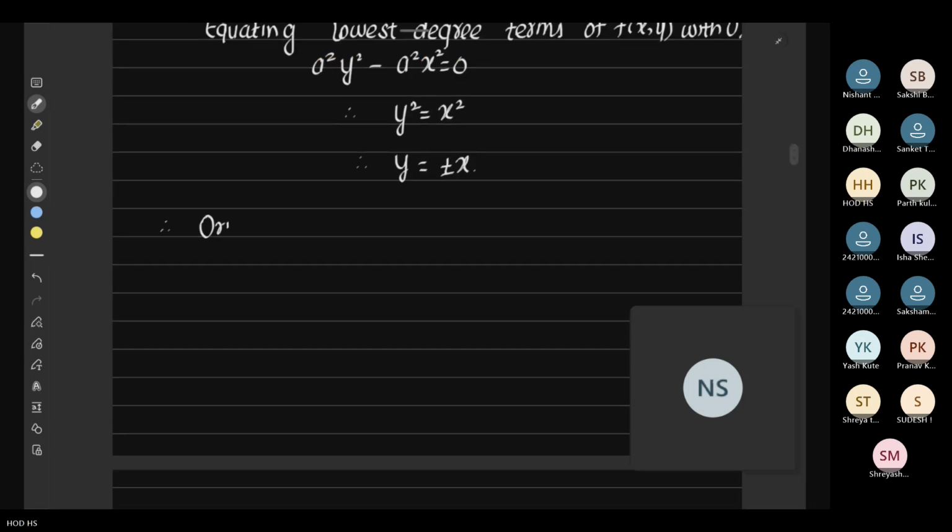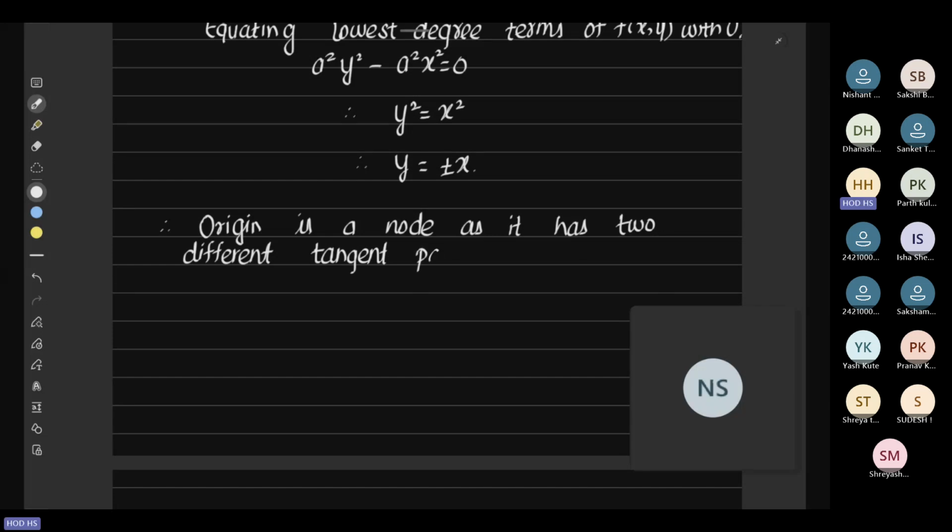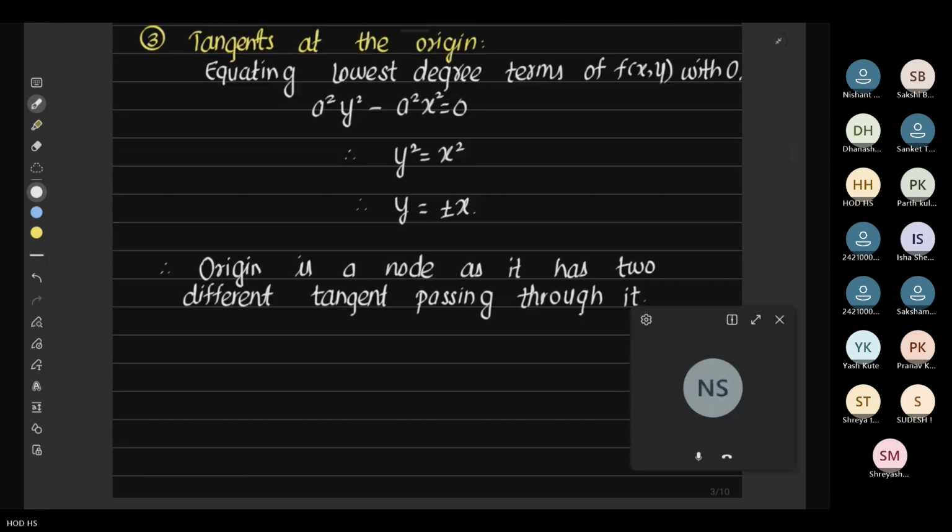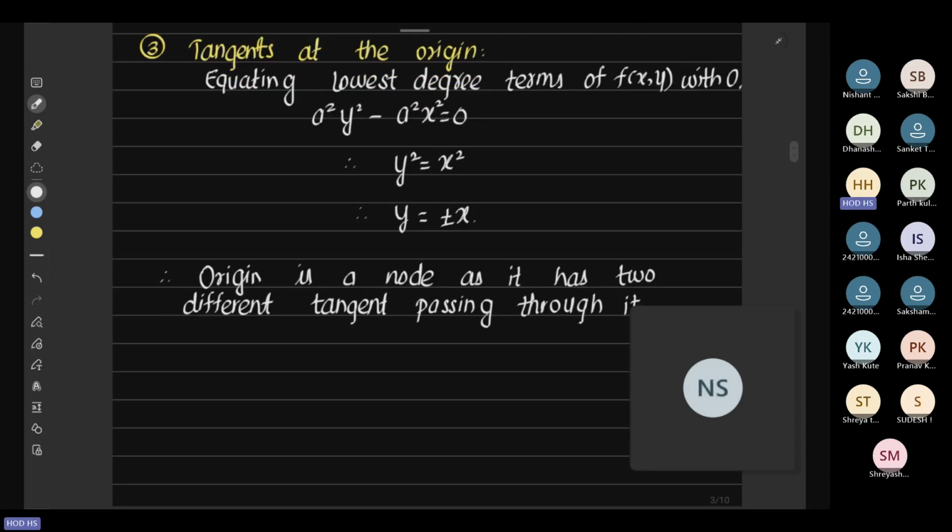Therefore, origin is a node as it has two different tangents passing through it. So origin is a node. So we could discuss something about origin.